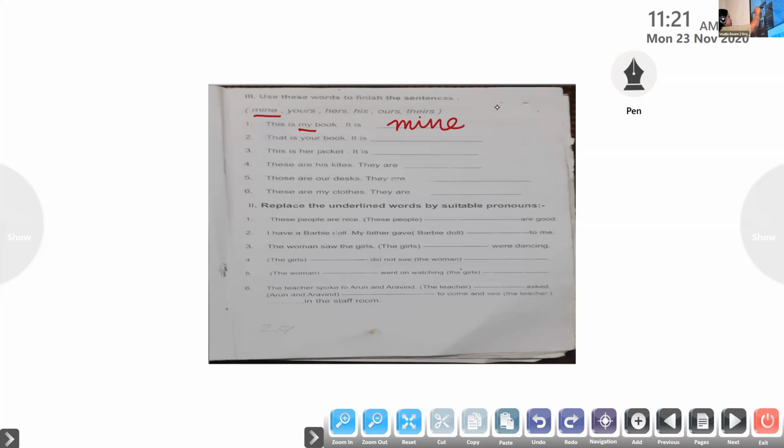Okay, Risa, come on. Do the next one for me. That is the second question. That is your book. So it is yours. Yes, it is yours. Very good. Andrina, come on, do the next one for me. It is her jacket. This is her jacket.